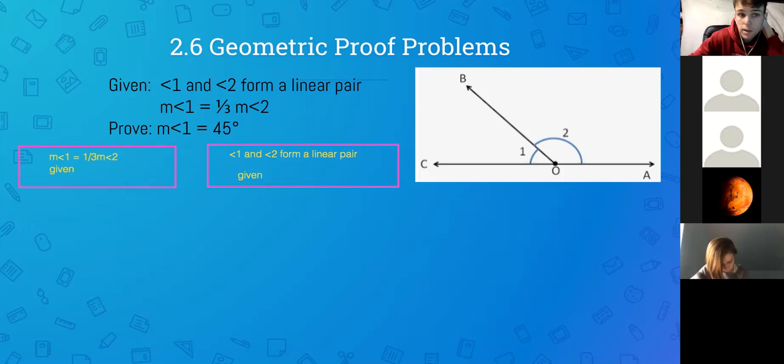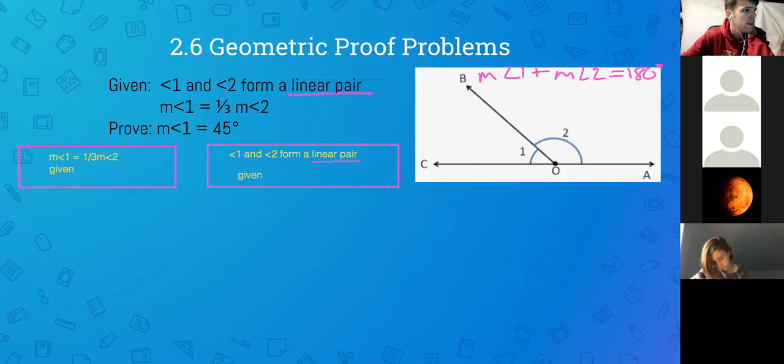I went and started my proof, but I'm not going to actually jump into doing it necessarily. I want to think it through. So I do notice, because we know these have a linear pair, that the measure of angle 1 plus the measure of angle 2 would have to equal 180, right? I can see that from my picture, because they form a linear pair. That's going to be useful.